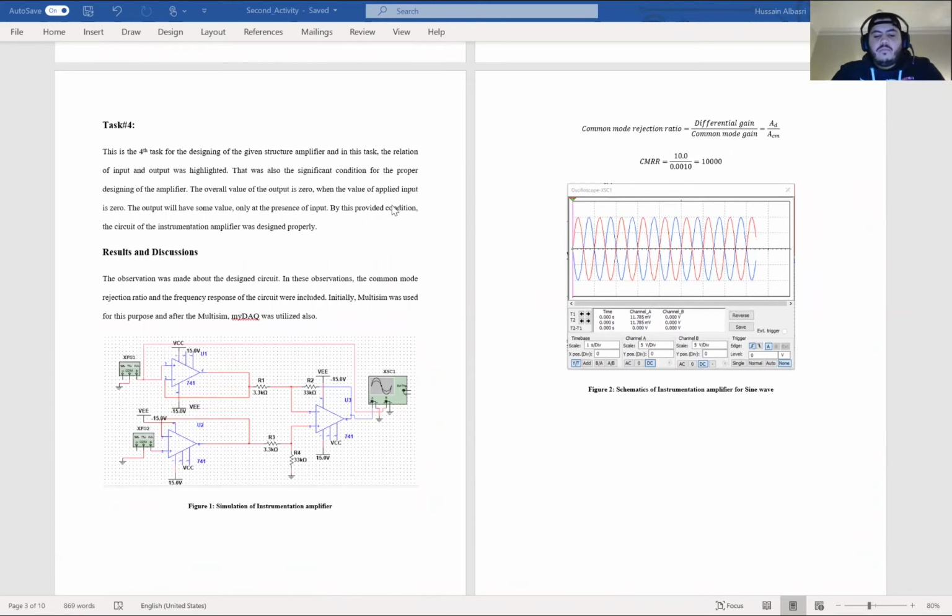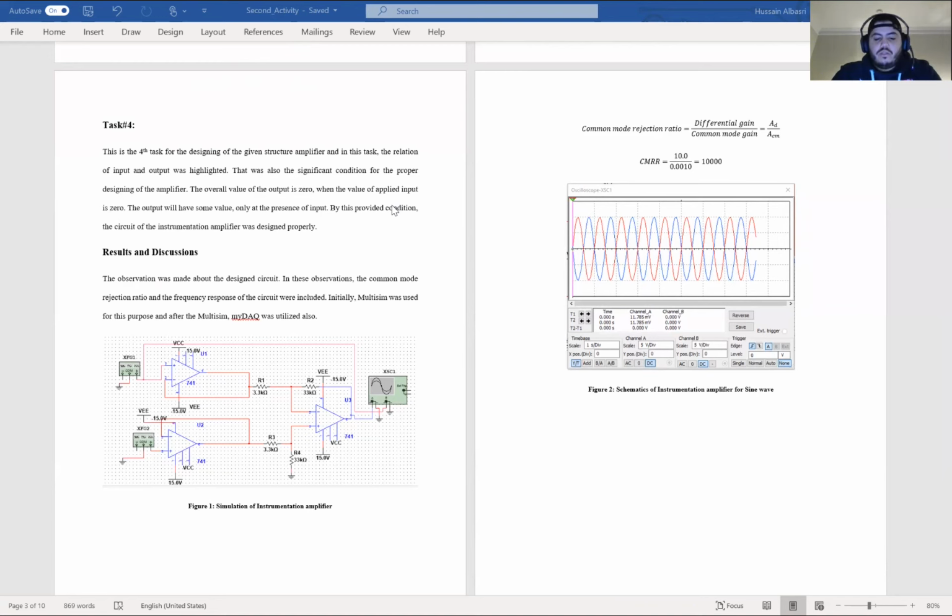In this particular part, the functioning of the circuit was corrected according to the statement. There must be no output in the absence of input. There was just one condition of output: if there was a significant input at the input terminal of the amplifier. Through all of these steps, the complete designing of the amplifier was done.